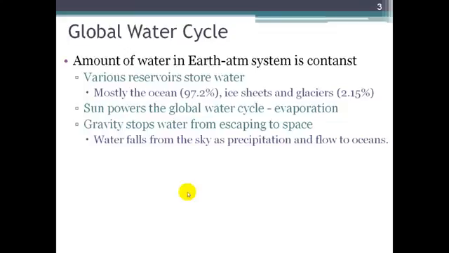Most of the water is stored in reservoirs, the ocean being the main one. The ocean holds 97.2% of the water on Earth. The other biggie are ice sheets and glaciers, which make up 2.15% of the water in the global water cycle. The sun is what's responsible for the global water cycle, because without the sun we wouldn't have any evaporation. And then gravity is what prevents the water from escaping to space. It keeps it here on Earth.